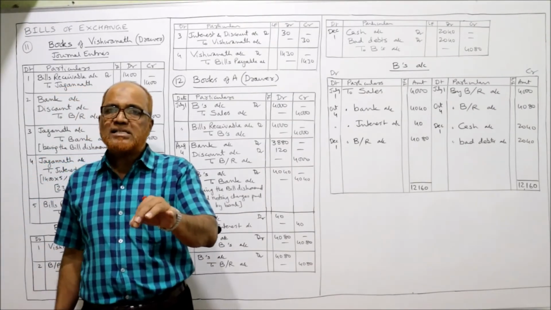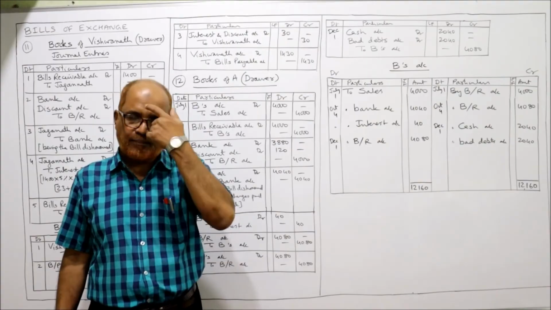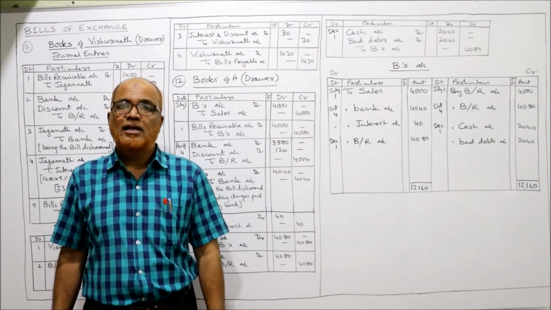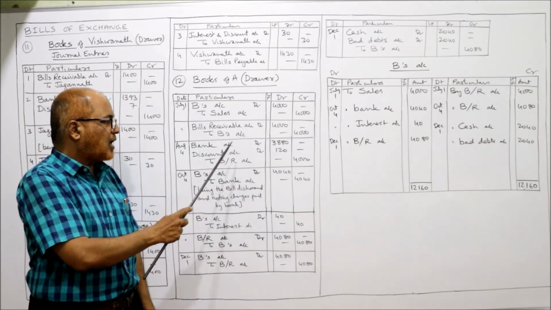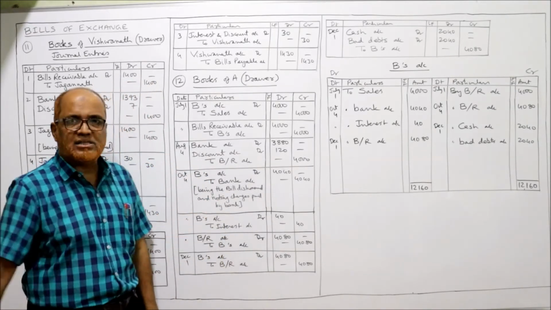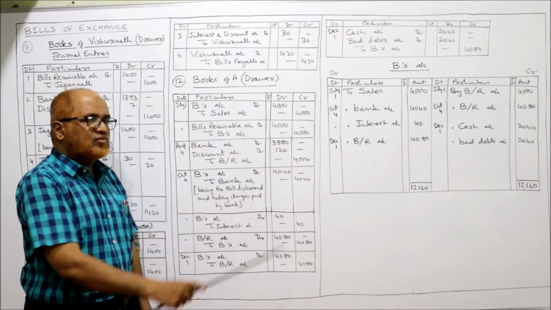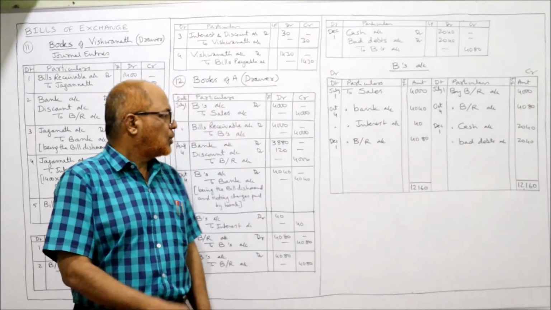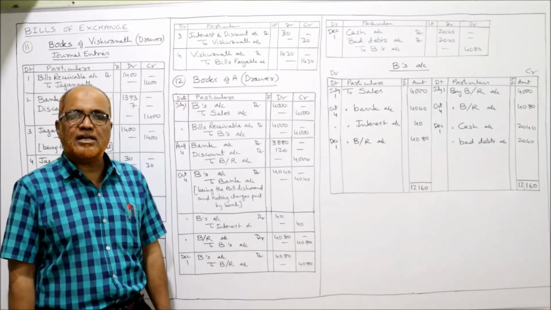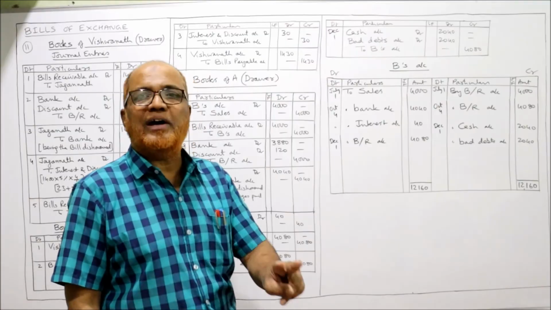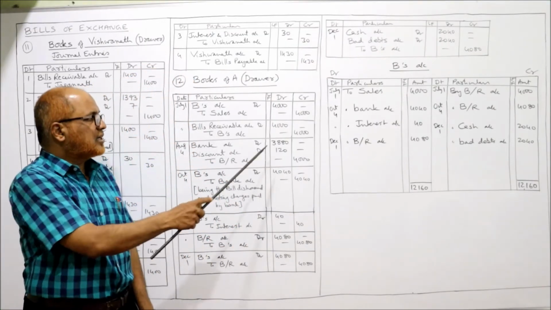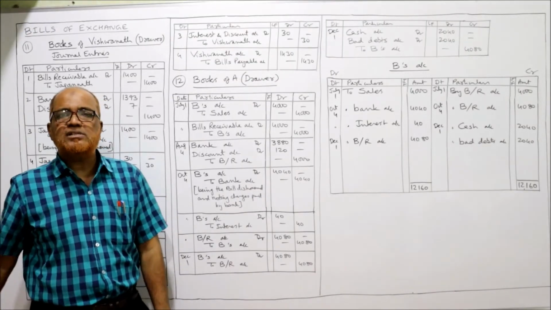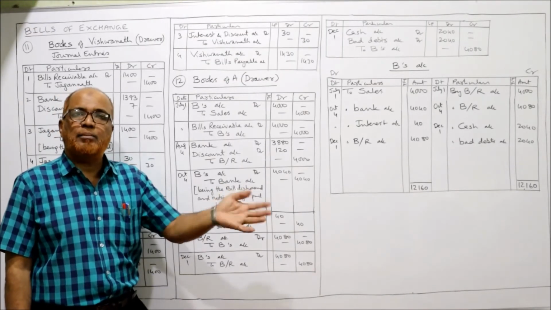Now, A has discounted the bill with the banker. Right? So the entry will be bank account debtor, discount account debtor to bills receivable. The value of the bill is 4,000 and discounting charges are calculated at the rate of 12%. So 4,000 into 12% into 2 by 12, for 2 months. It comes to 120 rupees. So out of 4,000, 120 rupees discounting charges will be taken by the banker.